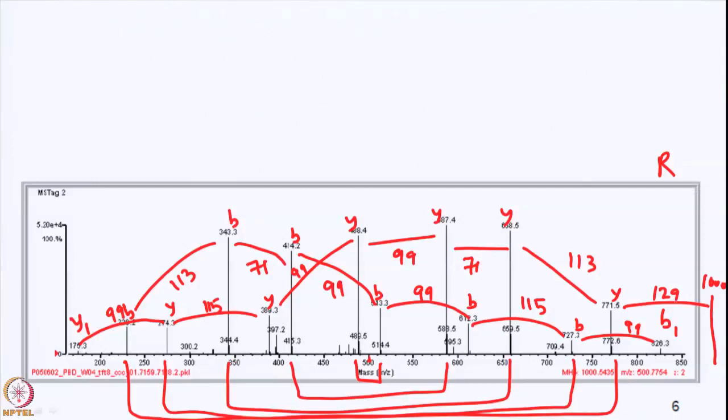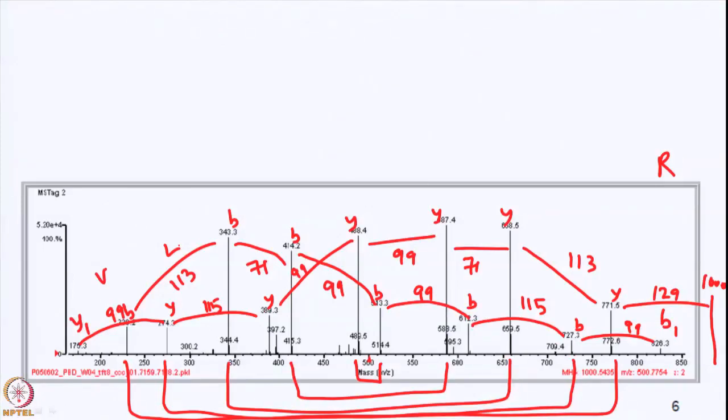Now we could write down the sequence. If we go with Y-ions, we would write down the sequence backwards. Arginine already. 99 is valine. Isoleucine is 113. No, wait a minute. Leucine is 113. When you do de novo sequencing, usually if we can't tell, we just choose leucine. I think the simplest reason is that there's 6 codons for leucine and 3 codons for isoleucine. So if you can't tell, might as well go with the one that has more codons. At the end of the day, I can't tell that it's leucine rather than isoleucine.